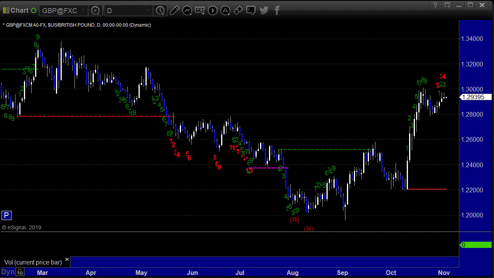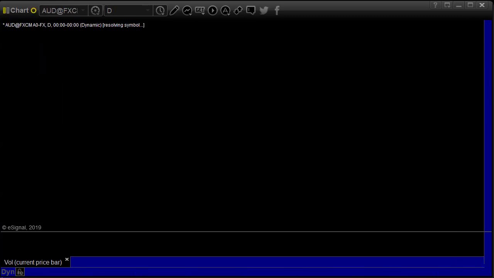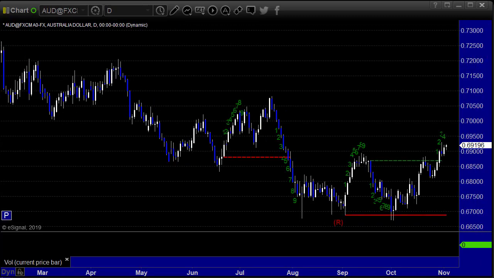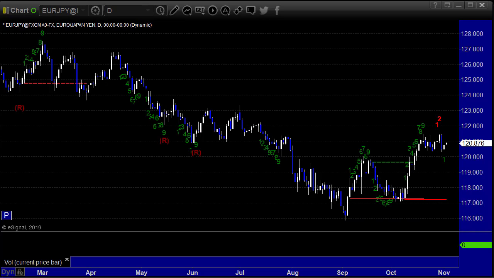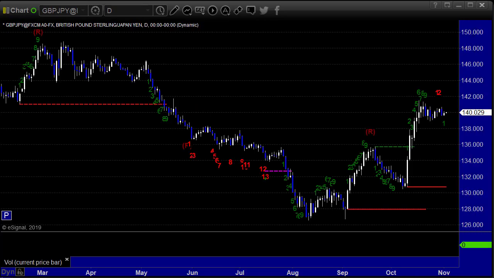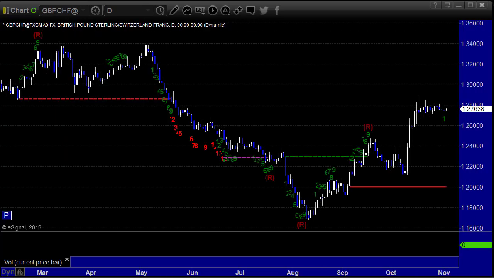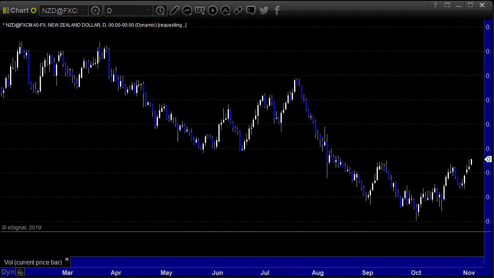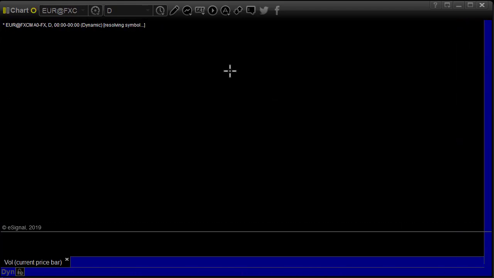Pound dollar had a big pop a couple weeks ago. Got a 9-bar startup phase completed. Has been sitting there ever since. Didn't do much this week. The Aussie dollar has also not done much. The euro yen has been dead flat for 10 days. The pound yen has been dead flat for 10 days. Pound Swiss has been dead flat for 10 days. And the New Zealand dollar is on the rise here a little bit.